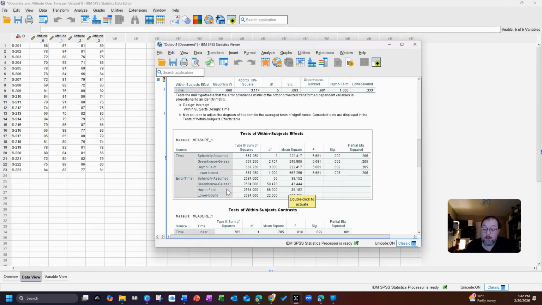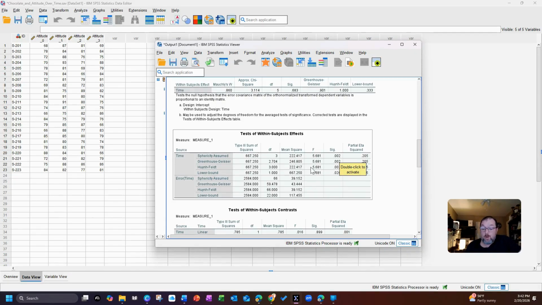I'm reading from the sphericity assumed row now. So the F equals 5.681 with 3 and 66 degrees of freedom, and p equaled 0.002. Because p is less than 0.05, I rejected my null hypothesis. There is a statistically significant effect of time on attitude following chocolate consumption.